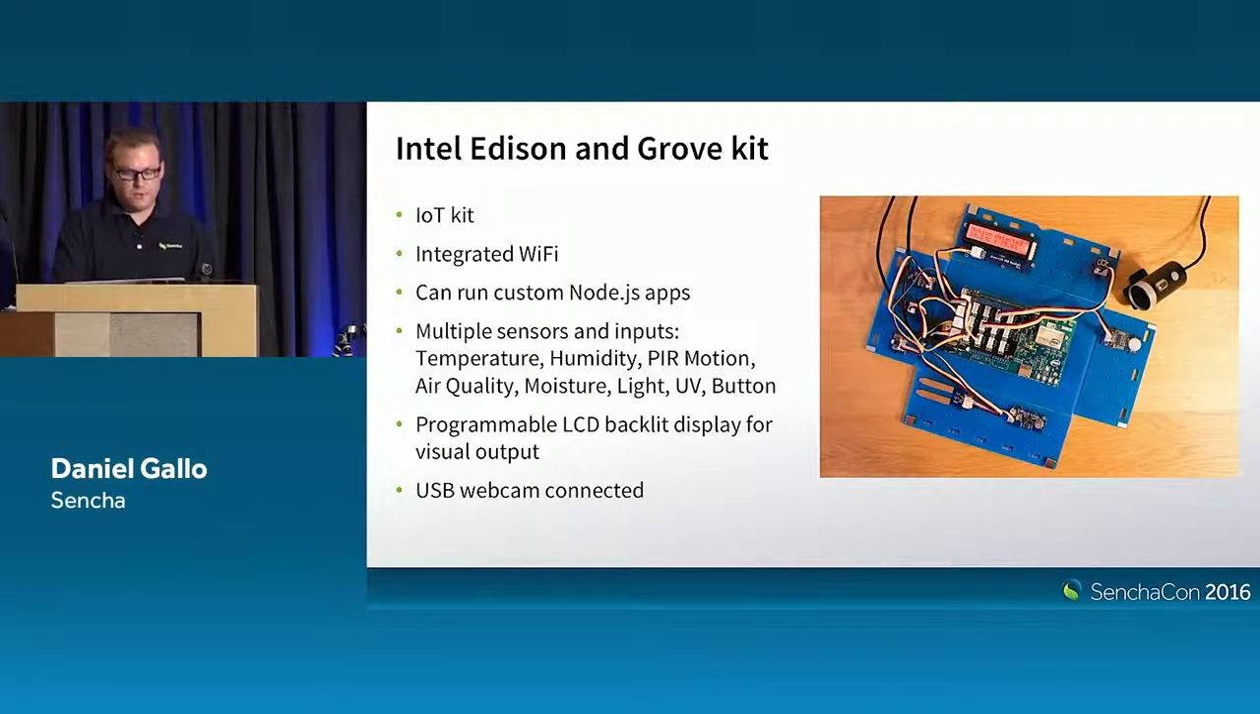There's also a programmable LCD backlit display. So through the Node application, I can program what text I want to show on that screen, as well as control the backlight color. And then lastly, I have a USB webcam connected. So I've got a camera here pointed towards everyone in the audience.